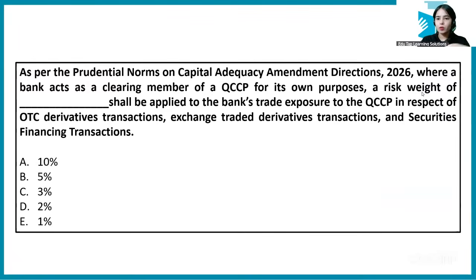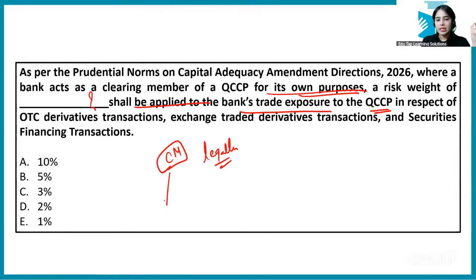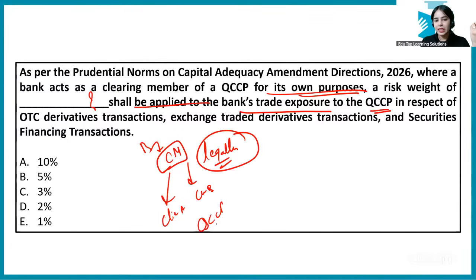As per the prudential norms, where a bank acts as a clearing member of a QCCP for its own purposes, for its own transaction, what risk weight shall be applied to the bank's trade exposure to the QCCP? Or when the bank is acting as a clearing member and is legally responsible, for client A, for client B, that if the QCCP fails, then what is the risk weight for the clearing member? 2%. Okay.